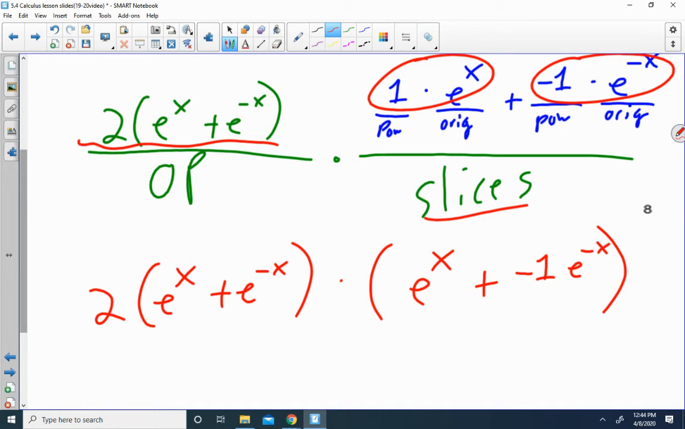And then we're going to add that to negative 1 times e to the negative x. And also, if you don't want to write plus negative 1, you can go ahead and just put minus 1e to the negative x. And technically, you don't even need the 1. You can just put a minus, and it's still technically the same thing.